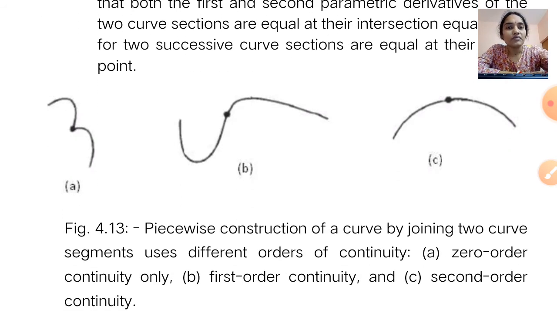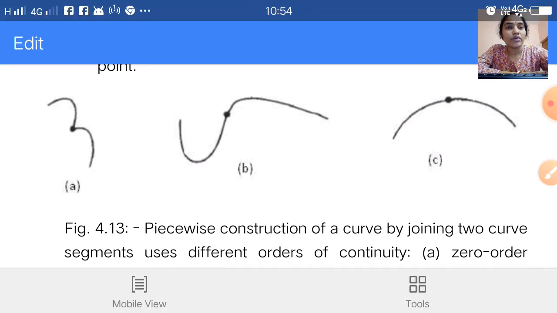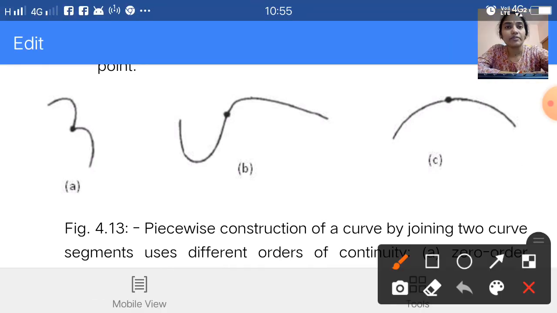Now this is one curve section. Here there are two curves. This one is one curve and this one is another curve. The two curves are connecting at an intersection point. So the first curve's ending control point is the first control point of the second curve. That means the ending point is the starting point of the second curve.